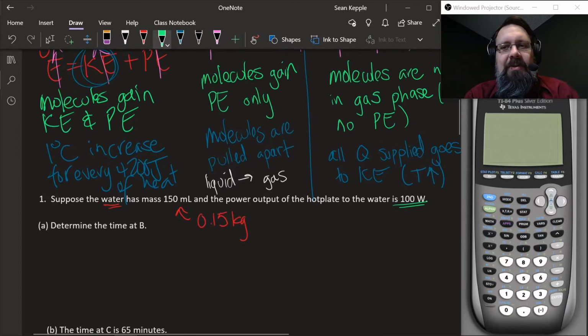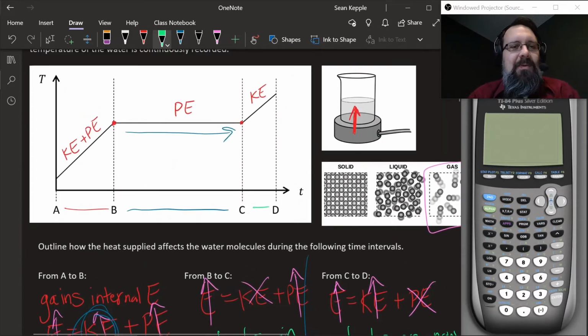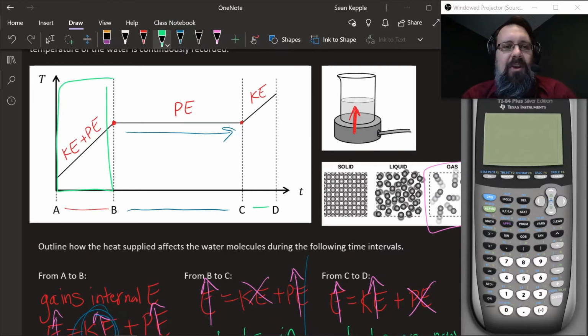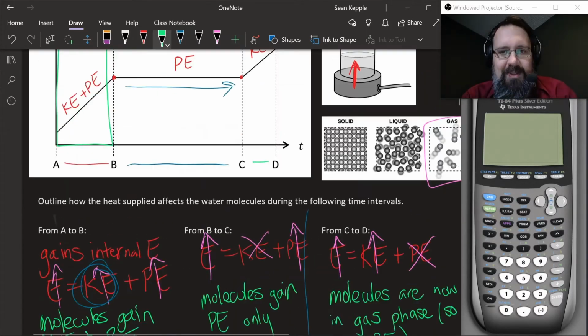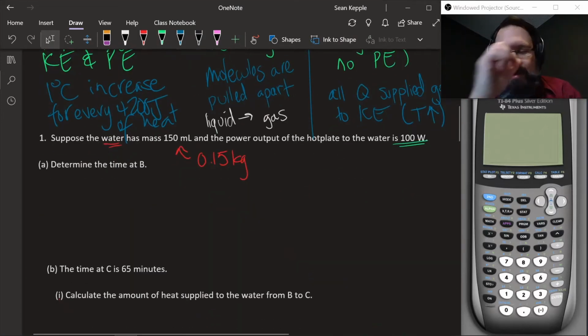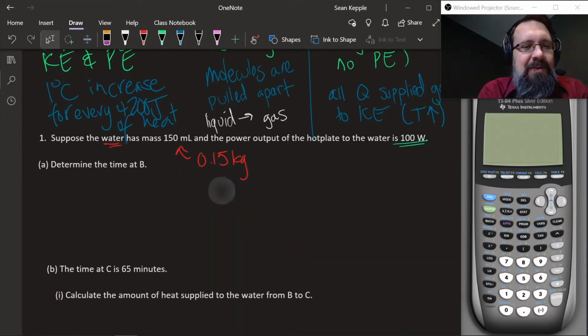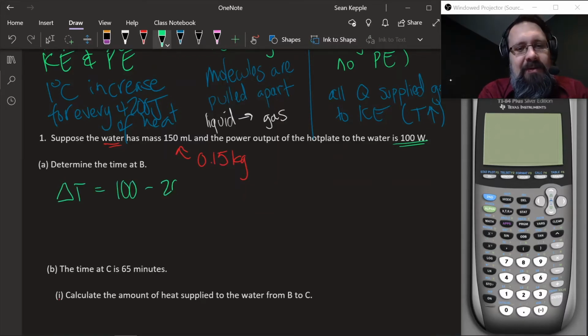All right, what we want to do is figure out the time at B. So we want to figure out how much time it's going to take for the water to reach its boiling point. I didn't say what the starting temperature was, so we're just going to assume it starts at room temperature. So we'll say that the change in temperature is going to be 100 minus 20, 20 being the starting temperature. So we know that the change in temperature is going to be 80 degrees Celsius.